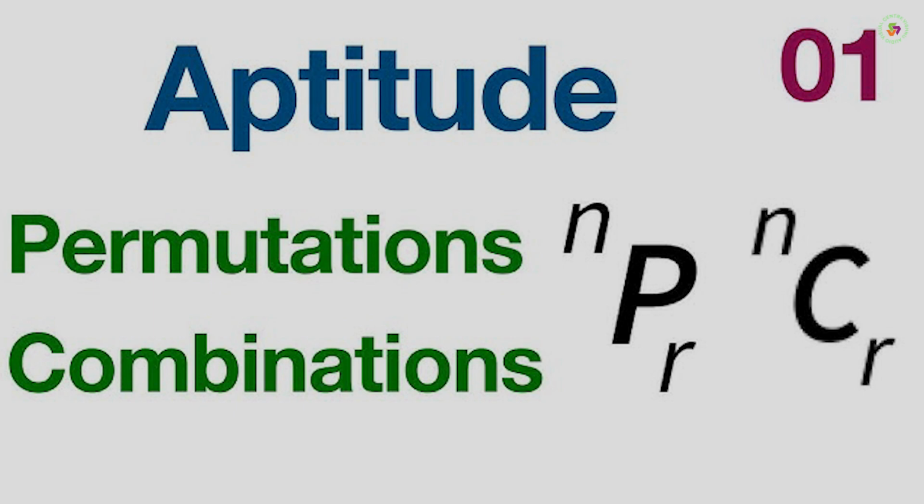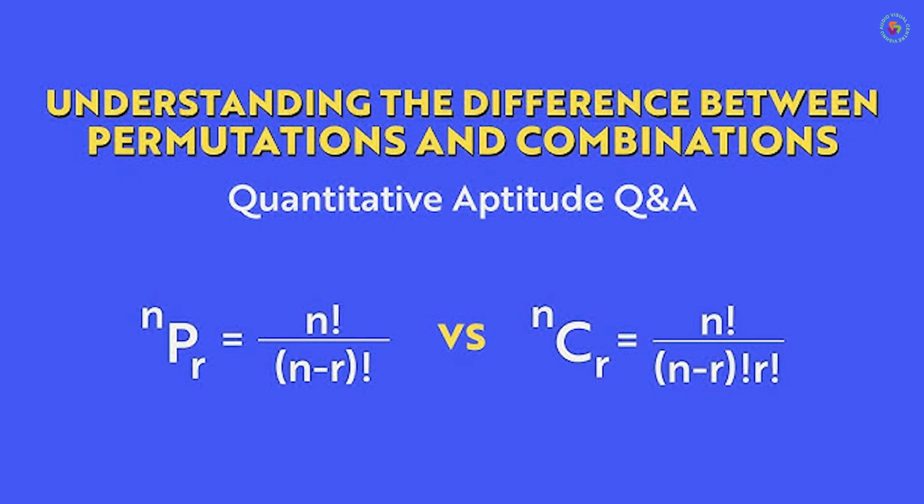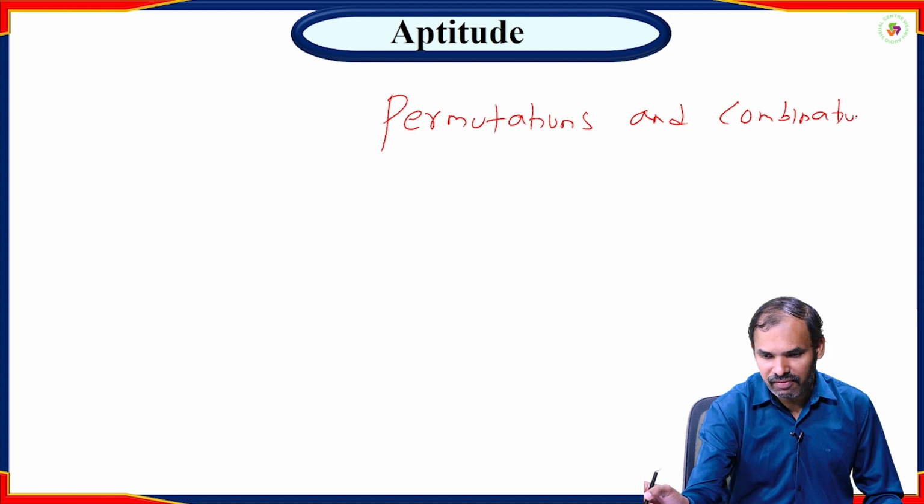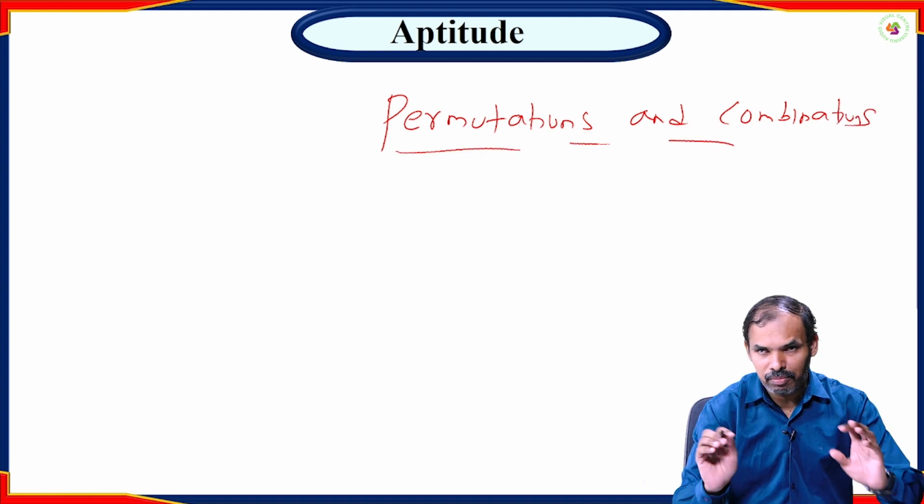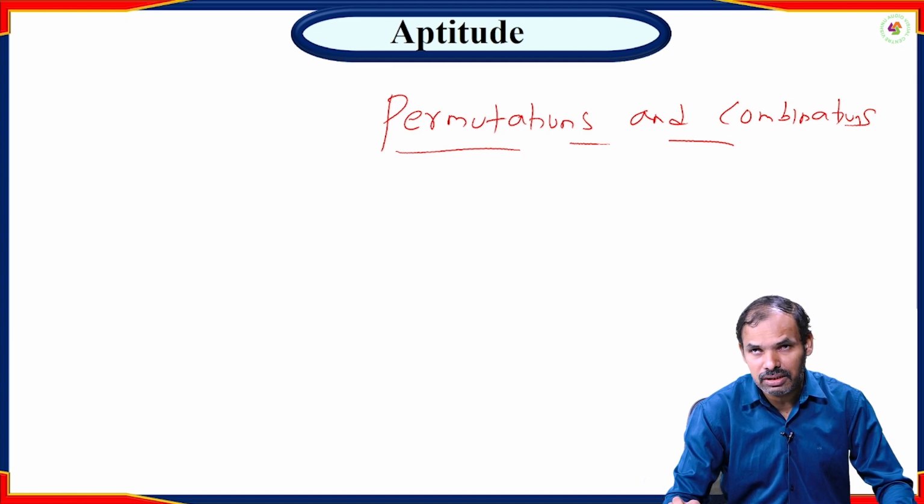Today we will discuss an important topic: permutations and combinations. It is a very important topic in the GATE exam and TCS exam. We already studied it in intermediate, but this is different. From a placement point of view, I will give some tips on how to solve the questions in permutations and combinations.